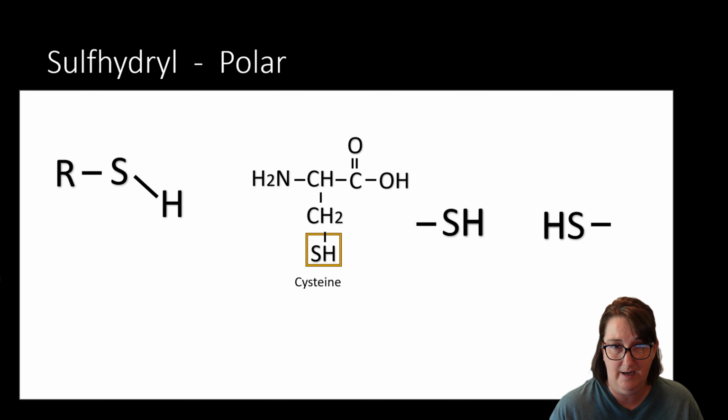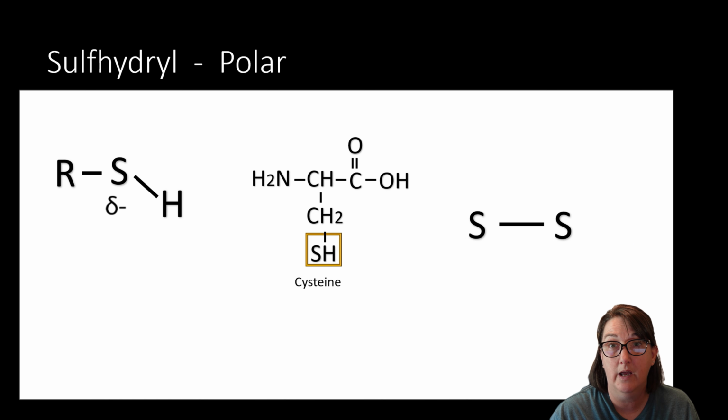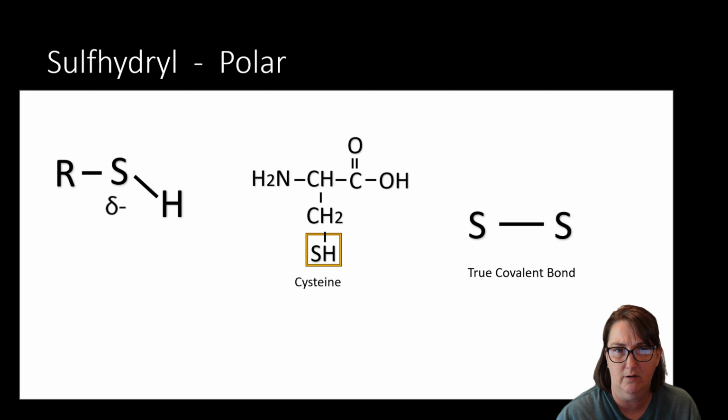Sulfur is electronegative. So I'm going to have an electronegative charge. So that means it's going to be pulling stuff to it. What's going to happen is these hydrogens are going to leave. And then I'm going to have a pull between this sulfur and this sulfur. So this makes a true covalent bond. And we'll see this with a disulfide bridge. This is called a disulfide bridge.